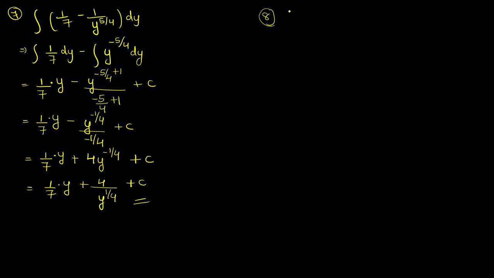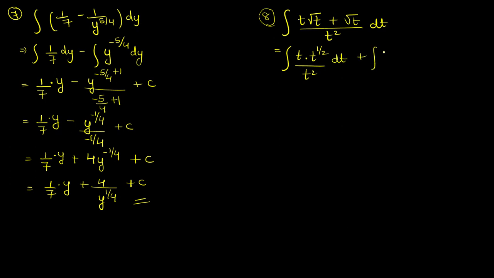Looking into the eighth example. The eighth example is the integral of t root t plus root t divided by t square dt. What you do now is, since you have a variable in the denominator as well, we need to take it separately for both of the terms. So that will be the integration of t, instead of writing it as root t, it can be written as t power 1 over 2 divided by t square dt, plus the integral of the second term, that is root t, again we can write it as t power 1 over 2 divided by t square dt.